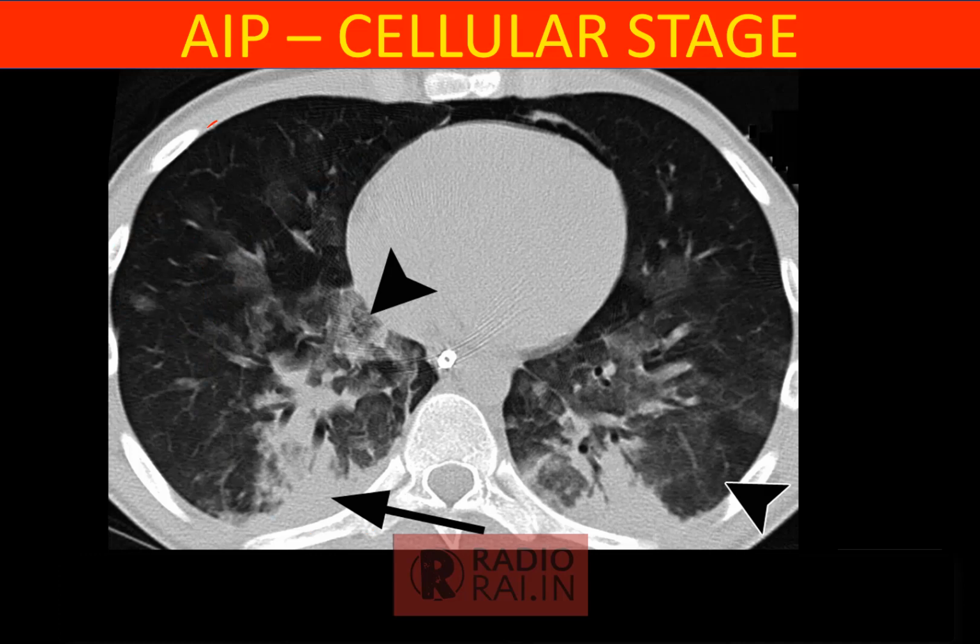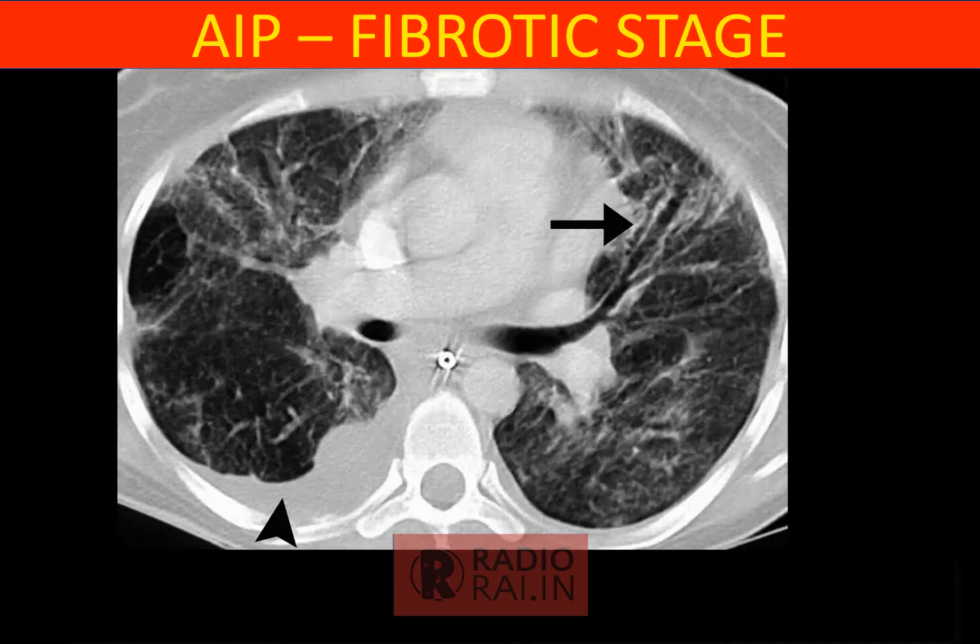Now this patient will progress to a fibrotic stage. Whenever they progress to the fibrotic stage, it will usually involve the non-dependent area with fibrotic change, where we can see traction bronchiectasis and reticular opacity. So this is how we see acute interstitial pneumonia, with the cellular stage and the fibrotic stage. The cellular stage will have consolidation and ground glass opacity in the dependent area, whereas the fibrotic stage mainly involves the non-dependent area with reticular opacities and traction bronchiectasis.